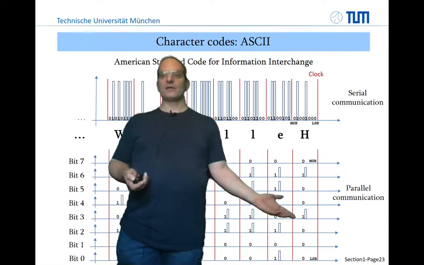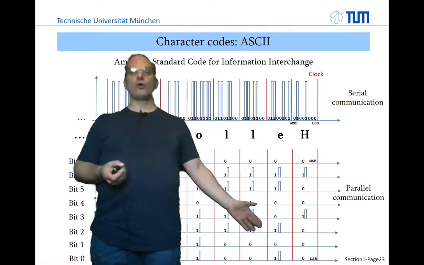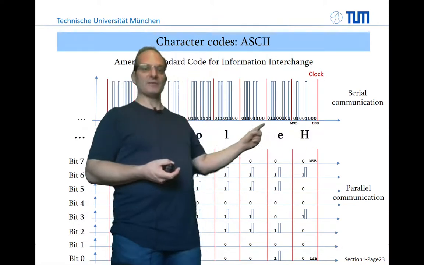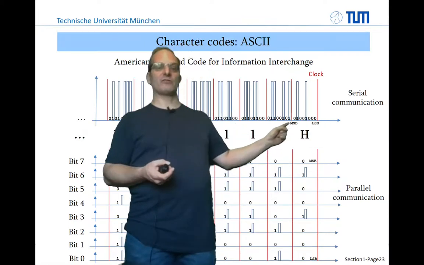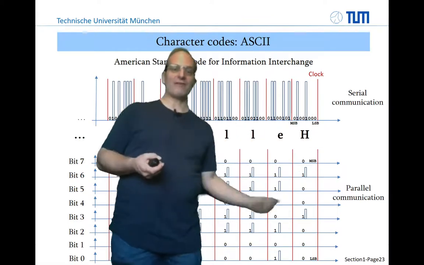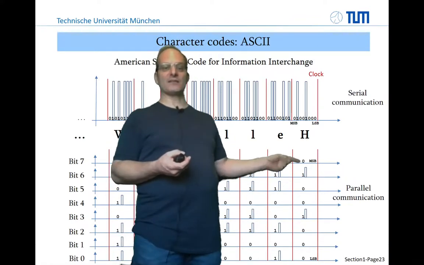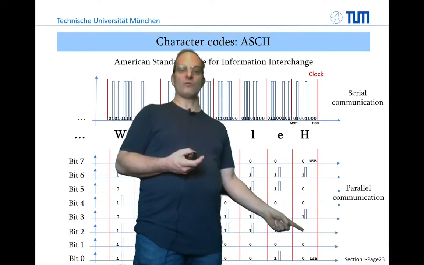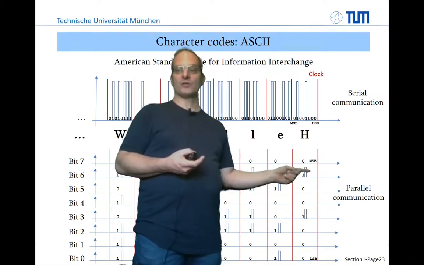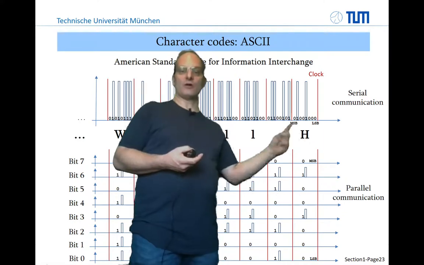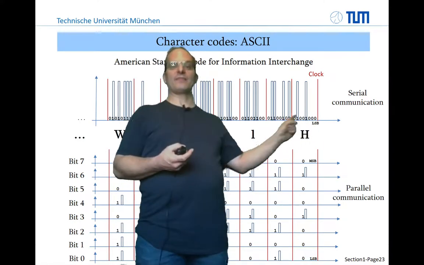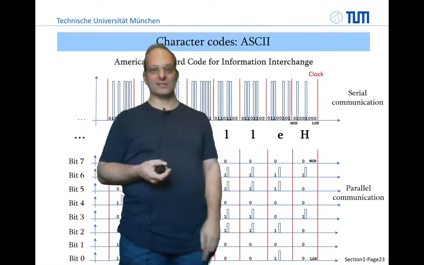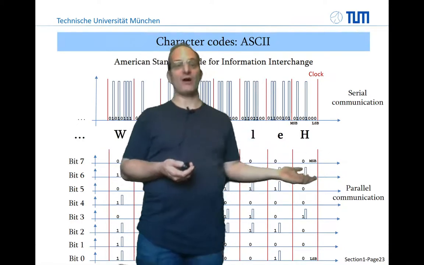Another possibility would be to do a parallel transfer. So old printer lines, for example, use this to improve the speed. If you do it in parallel, you have 8 lines, and these 8 lines represent the different bits. So bit 0 in this case is no voltage, bit 1 also no voltage, and so on. Bit 3 has voltage, bit 6 has also voltage. So you have a clock pulse again, and then you get the information and you send it in parallel. So with one clock pulse here, you send 8 bits. So it's 8 times faster than the serial line.